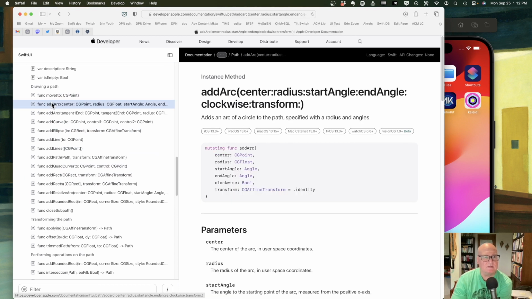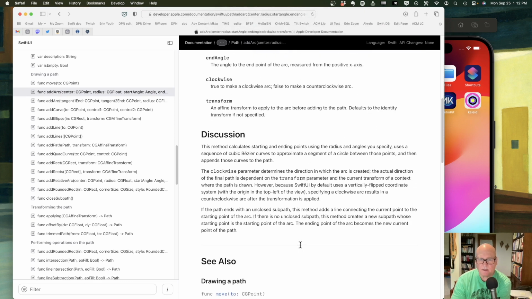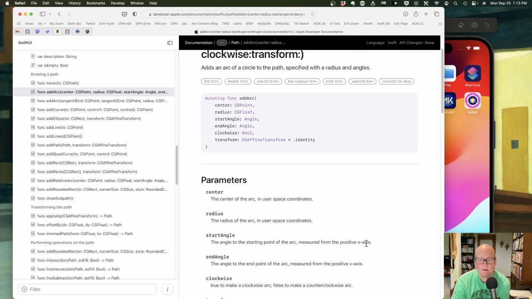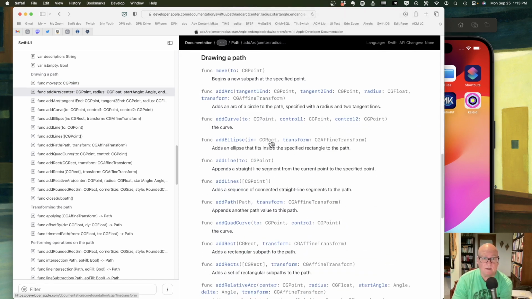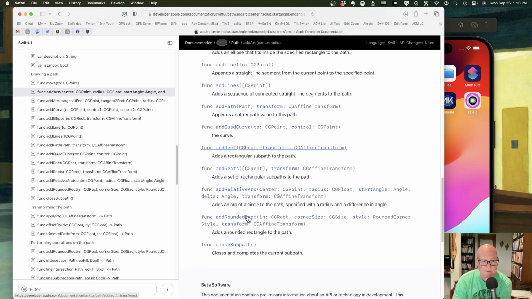Arc center, start angle, end angle, and as I recall, it works weird. I don't know what the angle is measured in. Measured from positive x-axis, okay. An endpoint measured from positive. Okay, that sounds okay. And then clockwise falls. All right, well, let's see. And arc, and then there's a fill or close.